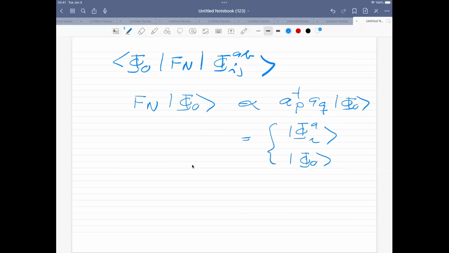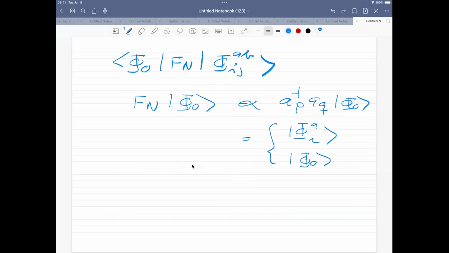Does that sound reasonable? If P and Q are below the Fermi level, then we are destroying one state, and then we are adding another particle to that state. And if P and Q are the same, then this brings us back to the same state. Or alternatively, I can make one-particle, one-hole excitations if P and Q are different.